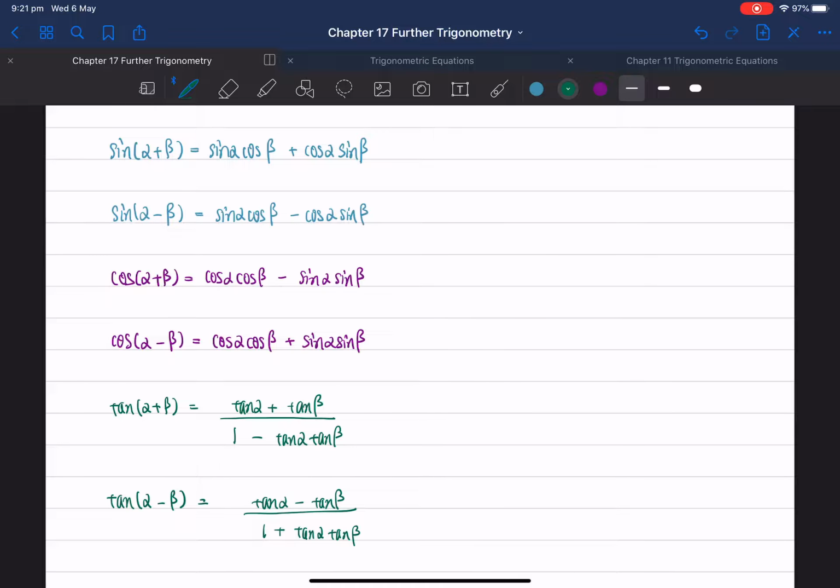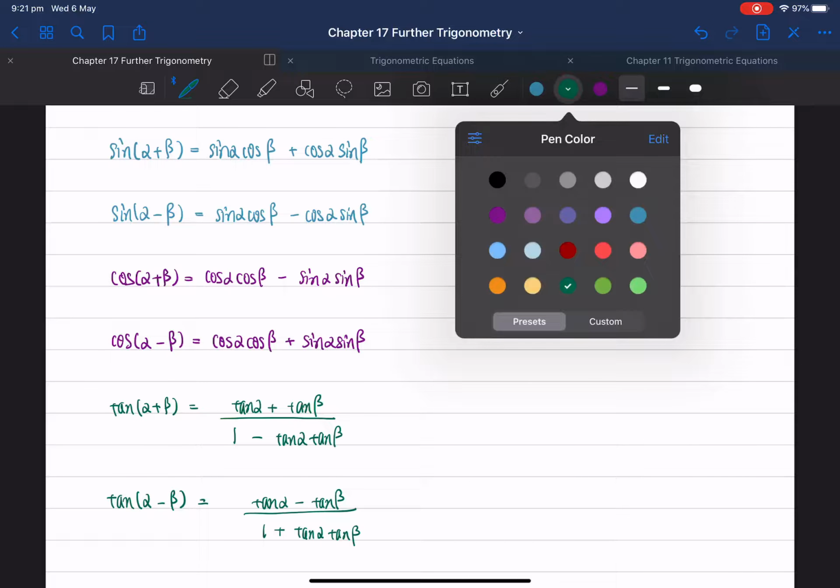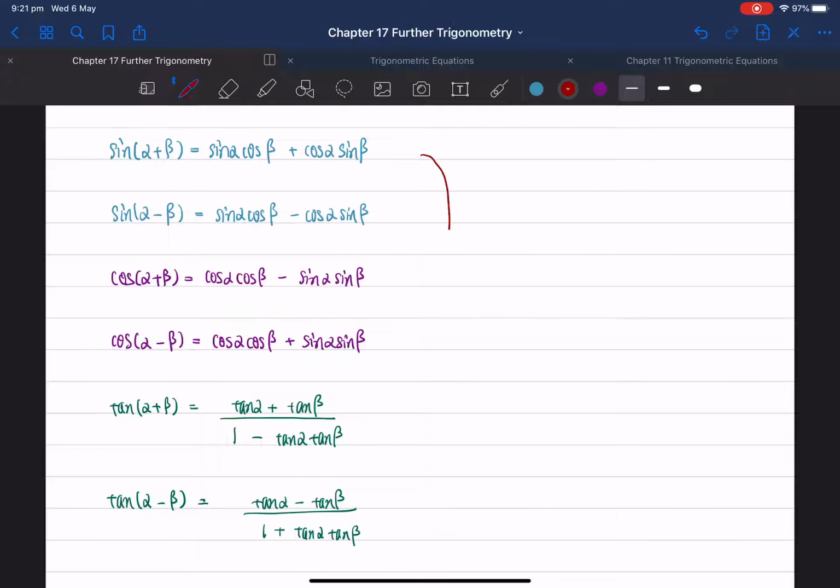In the next video, I would like to show you how to use those formulas to do the questions. You do need to know how to use them to solve the problems. Just knowing those are the compound angle formulas is not enough. But these are so important. You need to remember those formulas, please. Compound angle formulas.